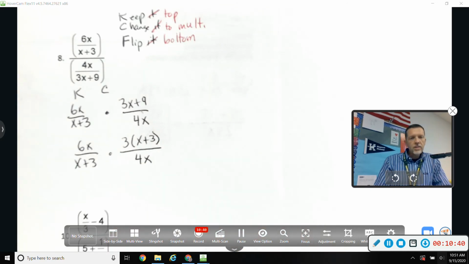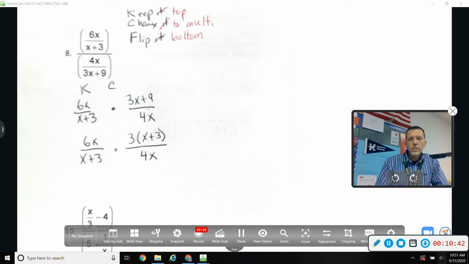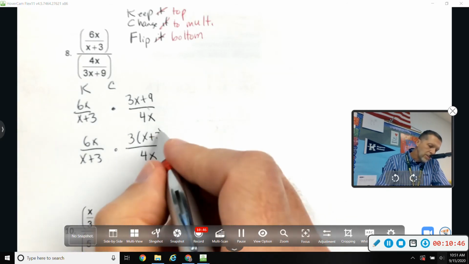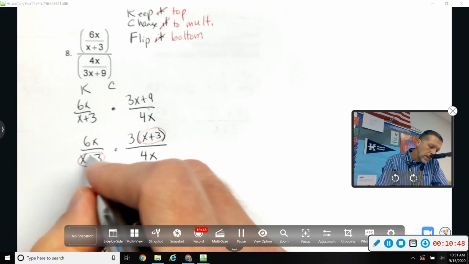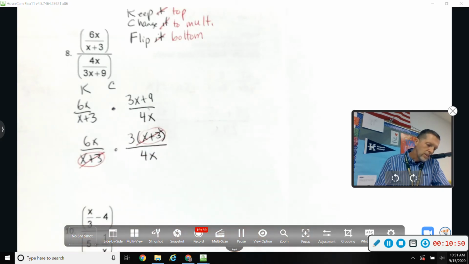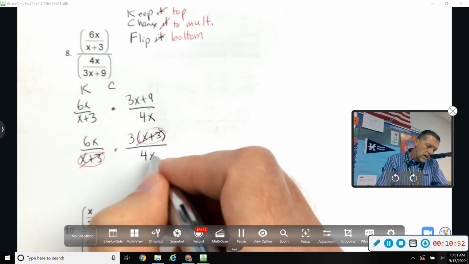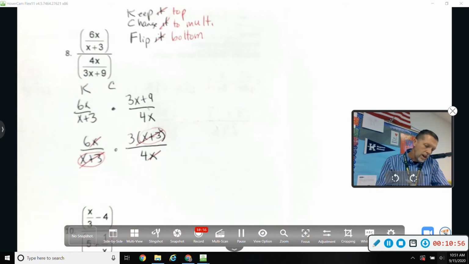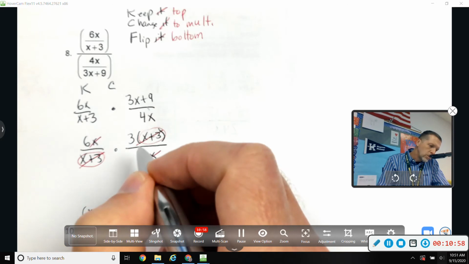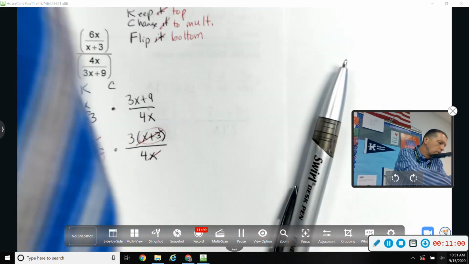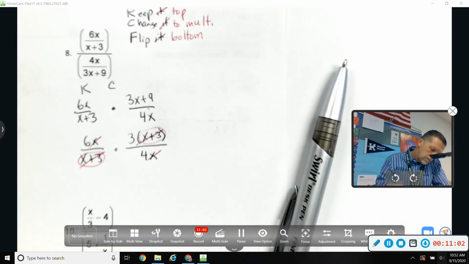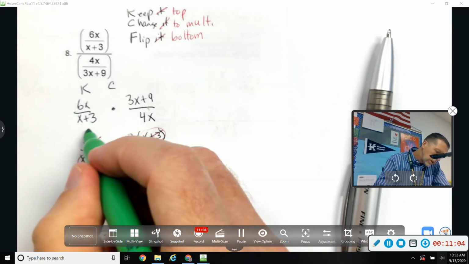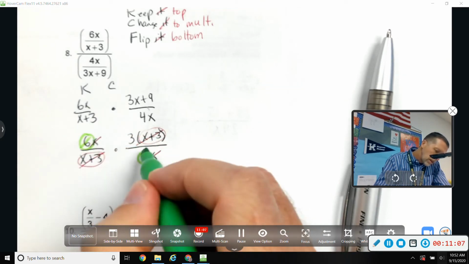And then things that are eligible to cancel are things that are being multiplied. Okay, so this x plus 3 is a chunk of stuff that's being multiplied. So I can cancel out the x plus 3's. The x's will cancel. Those will go away. And the 6 over 4 will reduce. Just be careful when you reduce. So 6 over 4 would become 3 over 2.